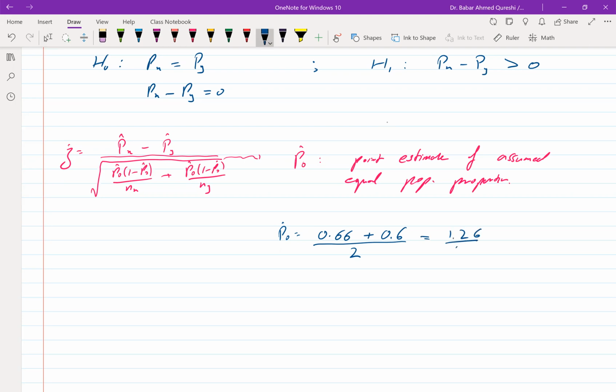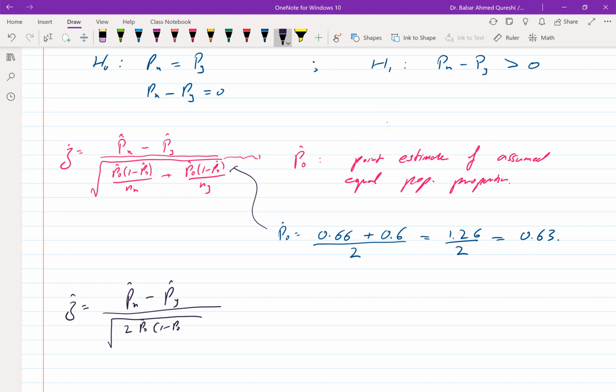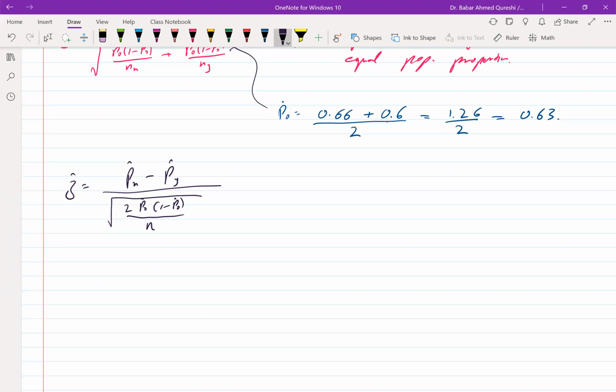So I get 1.26 over 2, which is 0.63. And when I put this number here, since nx and ny are equal, I can call it n, which is 900. So I get over n, just adding these two terms because they are equal. And over here, I just need to plug in the numbers. Two times 0.63 coming from here.